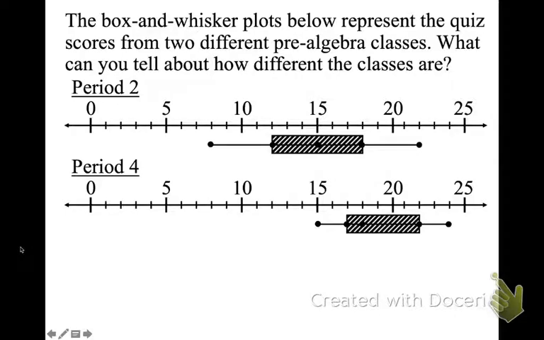All right, so first we can say that period 4 is a higher level class because their interquartile range is higher. Also, the minimum and the maximum are higher. I can also say there's a bigger concentration in their interquartile range, as opposed to a wider range on period 2. People are scoring from 7 all the way up to 22. So the range is much greater in period 2. They're more concentrated in period 4.